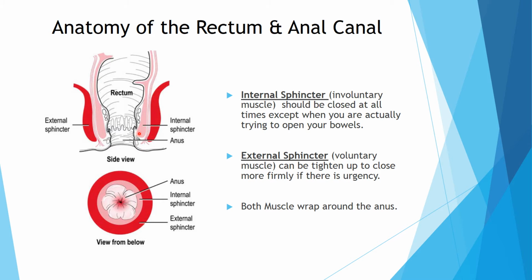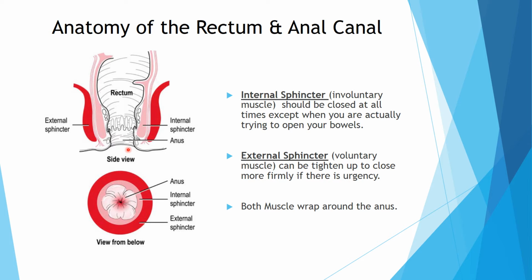Now I want to direct your attention to the pink area here and here, as well as around this anal area. And that is actually one muscle, and it's called the internal sphincter muscle. It's an involuntary muscle. To give you an example, your heart is an involuntary muscle. What involuntary means is that it works on its own. You don't have to think about it.